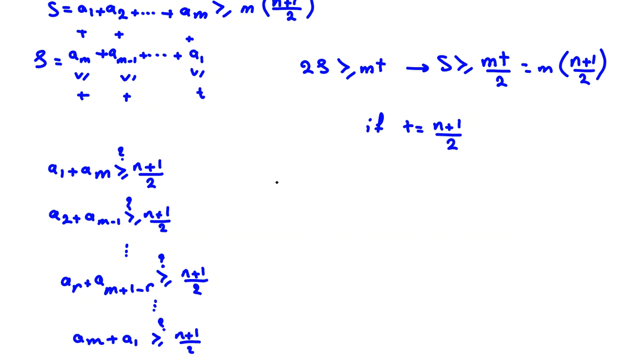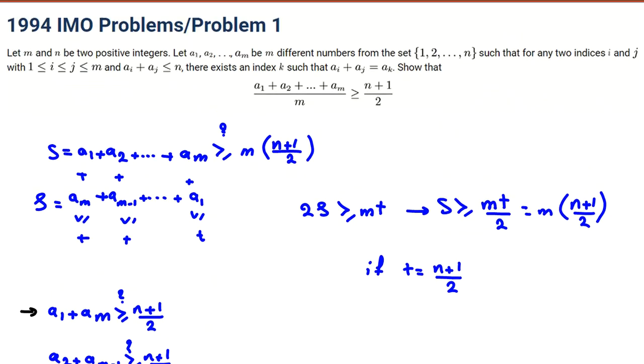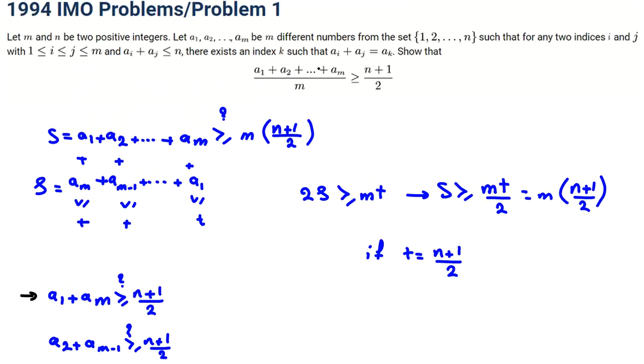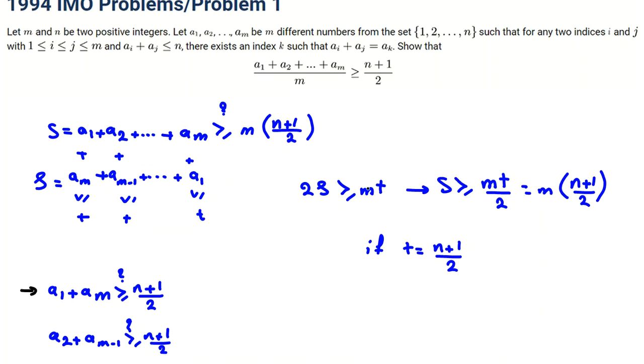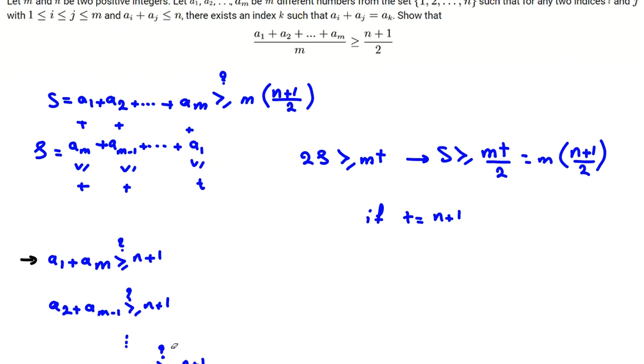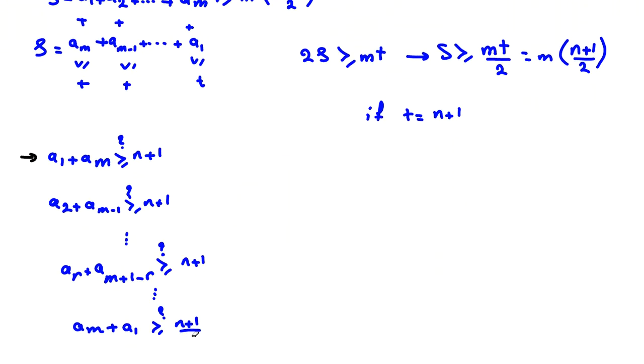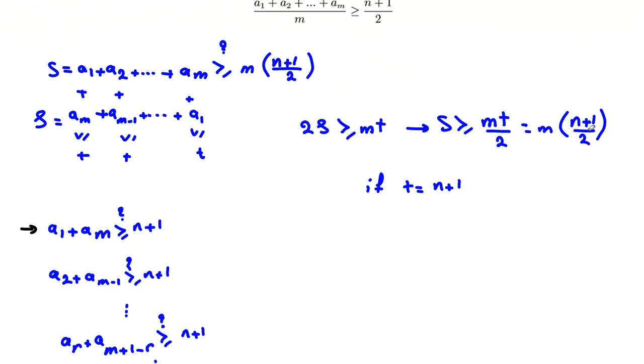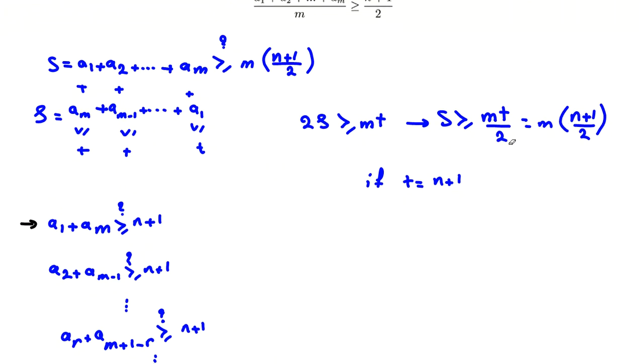Let's prove a1 plus am is greater than or equal to this. I want to prove this. Let's see the condition of the problem. We know the ai are different numbers, and we want to prove, one thing, sorry. mt over 2 is this, it will be n plus 1. Let me correct all these parts: n plus 1, n plus 1, n plus 1, n plus 1. Because when mt over 2 is m times n plus 1 over 2, you can cancel 2 and m, and t should be equal to n plus 1.